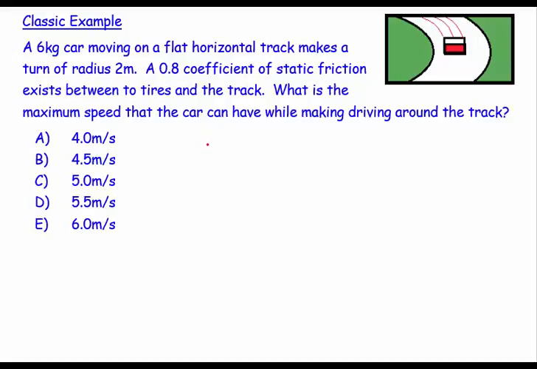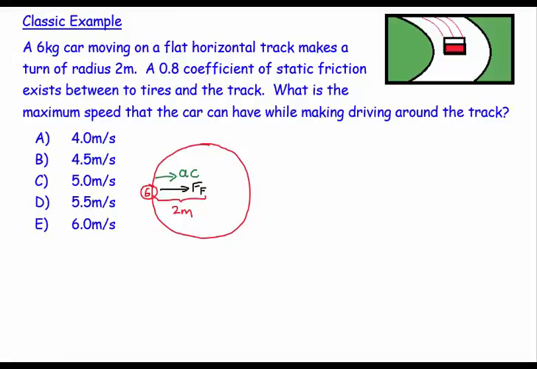So let's visualize. Let's look at the track from above. And the radius is 2 meters. And it's a 6 kilogram car. And what we have to add to this is the fact that we have a force of friction pointing towards the middle of the track. And we also have to add in there's a centripetal acceleration pointing towards the middle of the track.